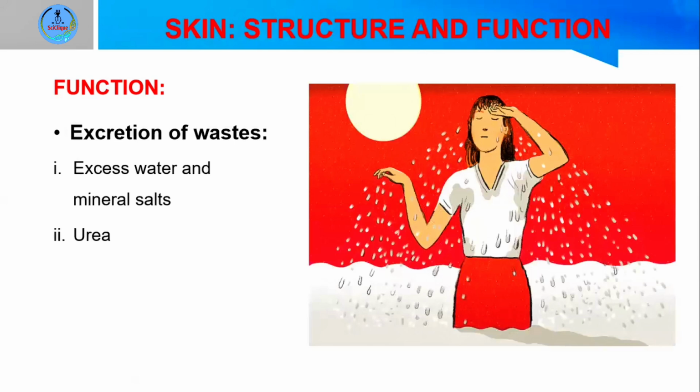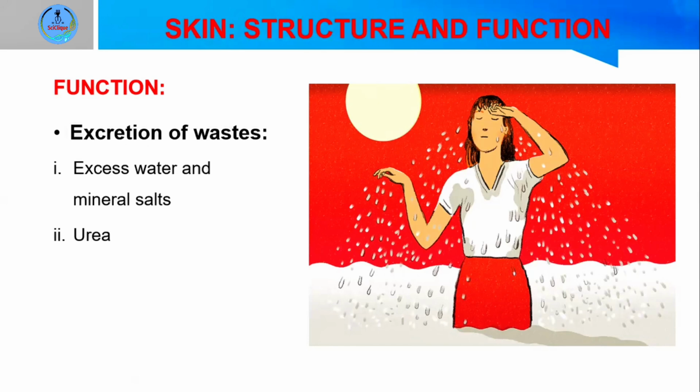Moving on to the next, excretion of waste products. So the skin, as stated before, is an excretory organ. What is its waste product? So the waste product that is produced by skin is referred to as sweat. But what is present in sweat? You're going to have excess water and mineral salts and also traces of urea, even lactic acid in some cases.